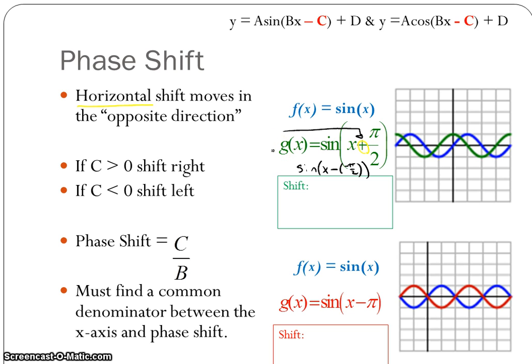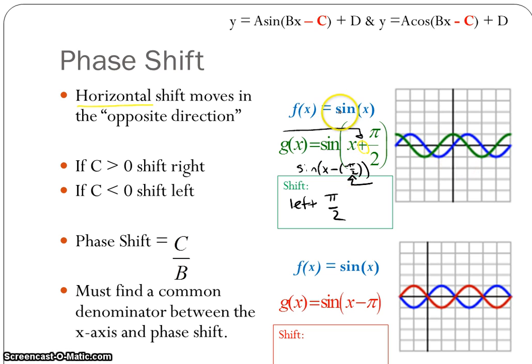So like with vertical shift, the d value, if it was plus 2, it would be up 2. If it was minus 2, it would be down 2. With the horizontal shift, horizontal always is in the opposite direction. And so since it's x plus pi over 2, it's going to shift left pi over 2. Okay, so it's going to go left pi over 2, because my c value is negative.